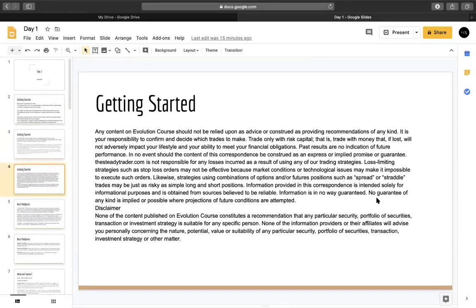Trade only with risk capital, that is, trade with money that, if lost, will not adversely impact your lifestyle and your ability to meet your financial obligations. So don't ever risk money that is not expendable, right? If you have $1,000 in your savings, and that's all you have to your name, don't just throw that into the stock market. Past results are no indication of future performance. In no event should the content of this correspondence be construed as an express or implied promise or guarantee.